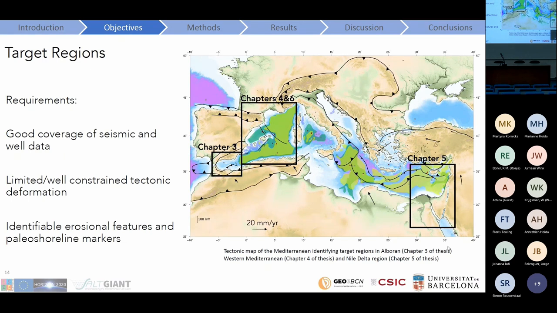So we identify target regions for this kind of work. There are a few very important requirements that must be met. And first is that we need a very good coverage of reflection seismic and well data in order to constrain the depth and thicknesses of all the Messinian markers that we would like to restore. And secondly, ideally we have either a limited or a very well constrained tectonic component.